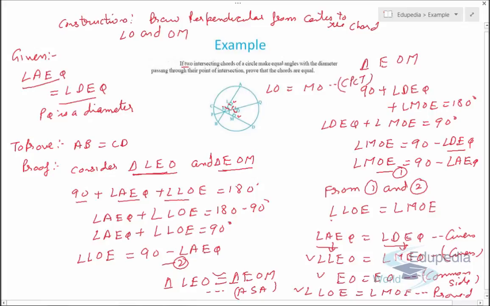Now we know the theorem that if the two perpendiculars drawn to the respective chords are equidistant from the center, then the chords are equal. So we have done the theorem right now. So we can say that chords AB equals CD. Why? Because the perpendiculars are equidistant from the center, right? So we have done the theorem right now, if you can remember. So we can say that the chords AB and CD are equal. So this is how we can use the theorems to solve the problems related to the circles.